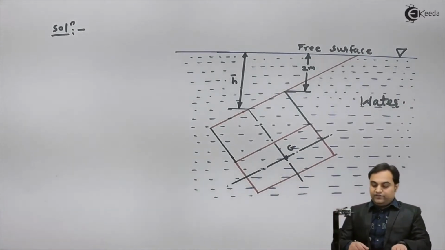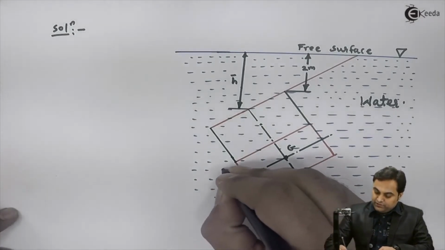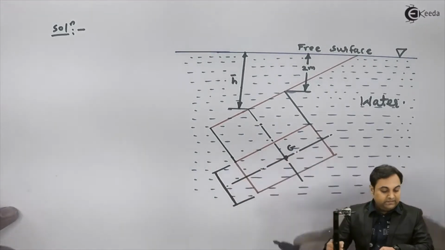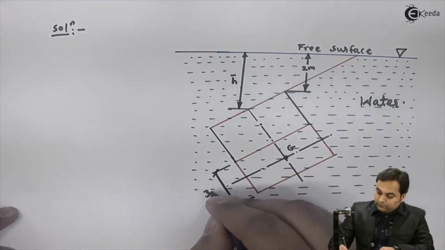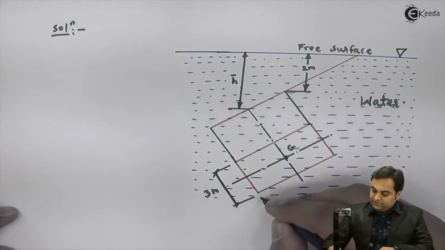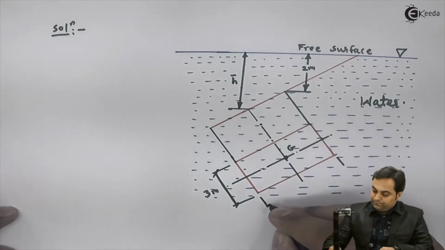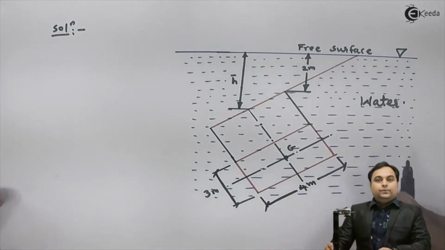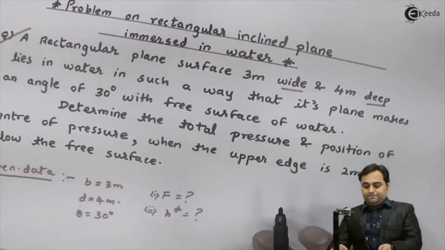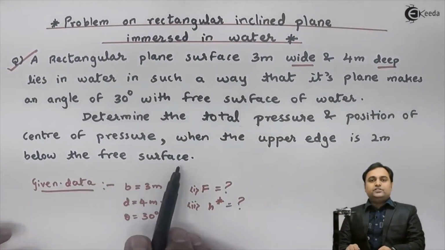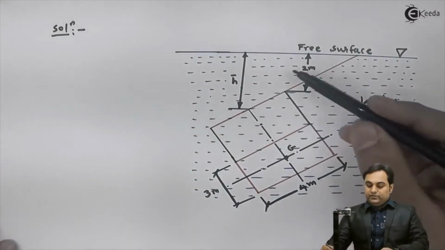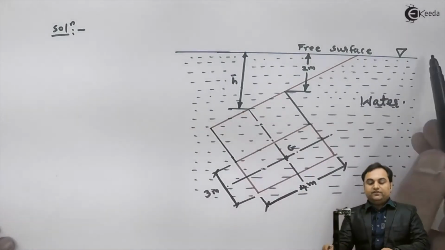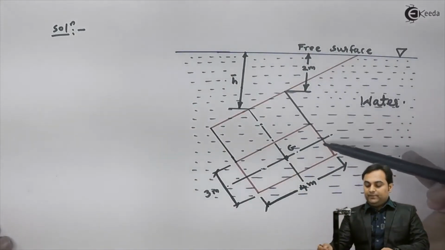Here width of the rectangular plane is given, it is 3 meter. Next, the depth of this rectangular plane surface is also given, that is 4 meter. Now, it is said in this question that when the upper edge is 2 meter below the free surface, here if we look at this rectangular surface, this is the upper edge, so this upper edge is 2 meter below the free surface of water. This is the free surface of water and from that 2 meter distance is the upper edge.